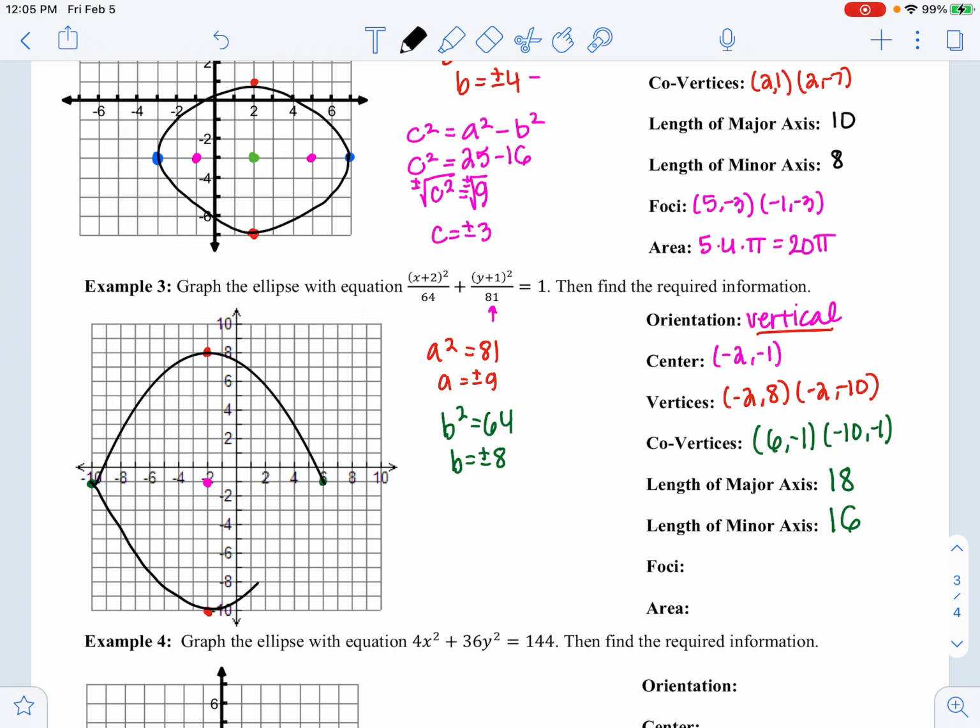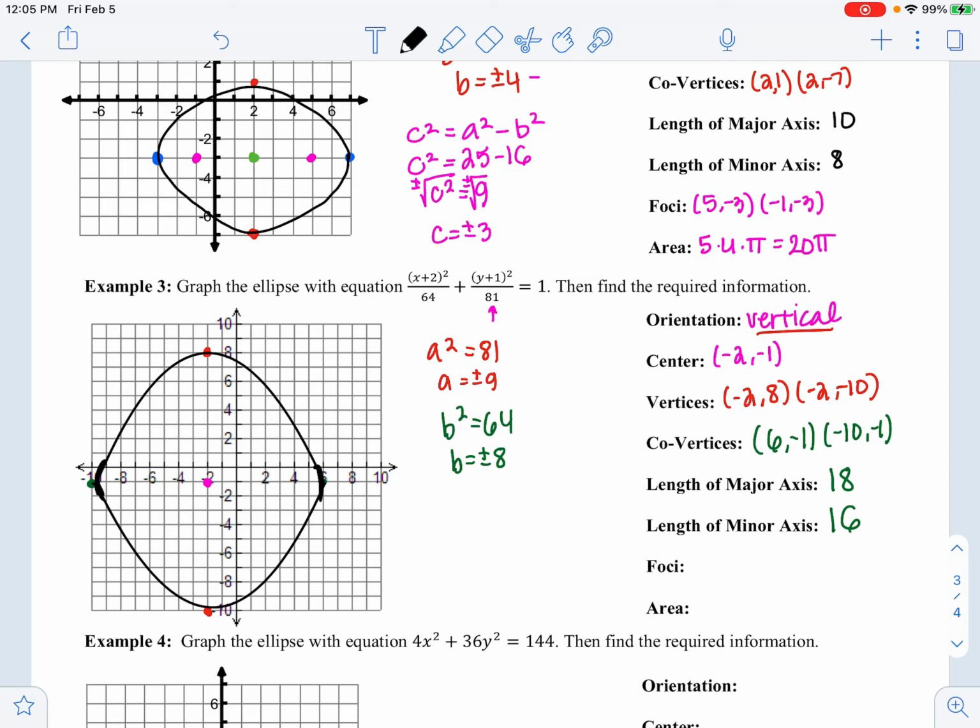Try it like this. Come on, help me. It looks pointy on the ends. It's not pointy, round. Okay, that's as good as I'm going to do. But it almost looks like a circle, but that's because A and B are 9 and 8. If they were 9 and 9, it'd be a circle. If it was 8 and 8, it'd be a circle. 9 and 8 are really close to each other.